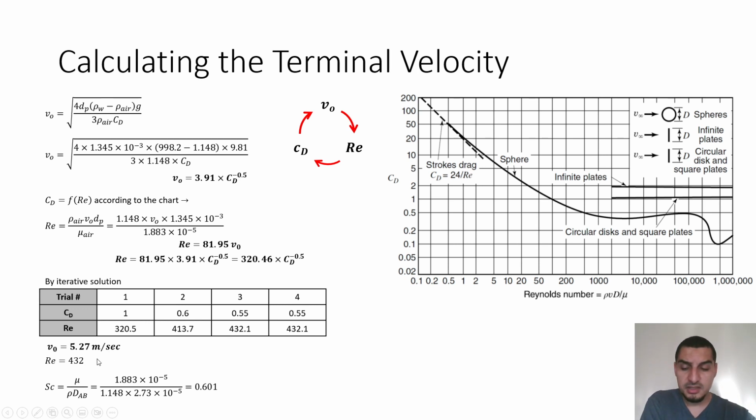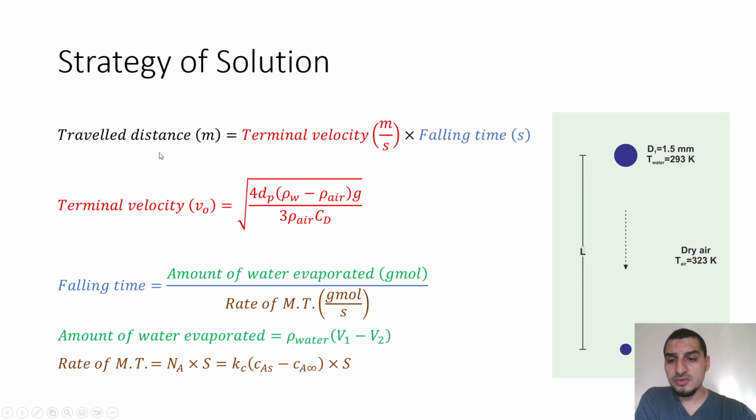If we go back here to the steps of the solution, I'm done with this. I got the terminal velocity, and now the next step is to calculate the rate of mass transfer, and I need to get Kc. So this is the point I am going to work on right now.